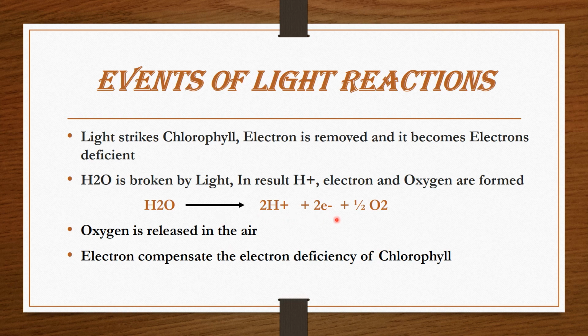Keep these products in your mind. Here are three products. Oxygen is released in the air, so just these two remain, and we will use them again in the electron transport chain. Oxygen is released. The electron compensates the electron deficiency of chlorophyll, because it will be added again to the chlorophyll. We can see ahead.